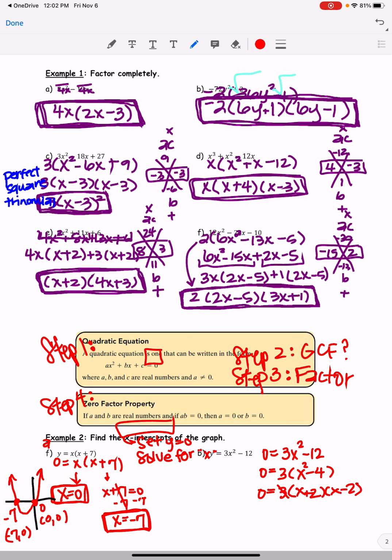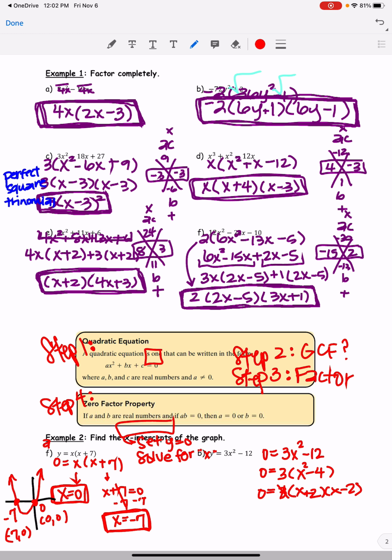So I don't need to set this 3 equal to 0. I mean, I guess you could, right? But that doesn't make sense. 3 does not equal 0. So that's not a solution. And we knew that from the beginning because how many solutions am I going to have? Well, it's an x squared. So it means I could have 2 answers.